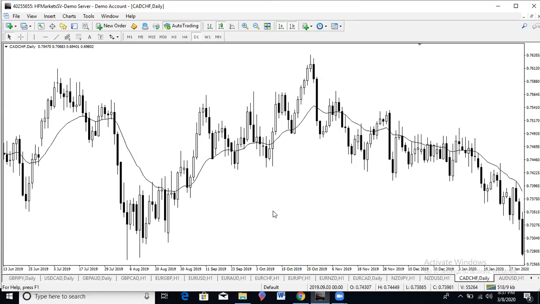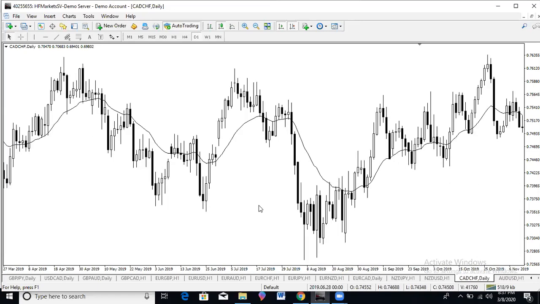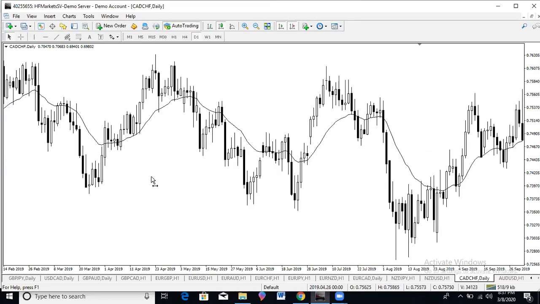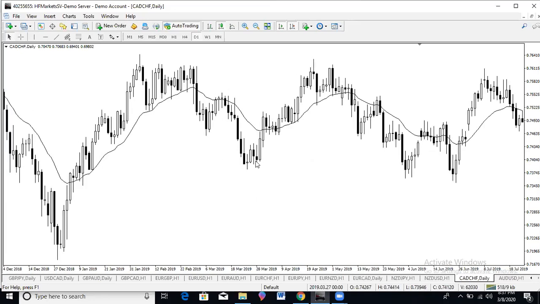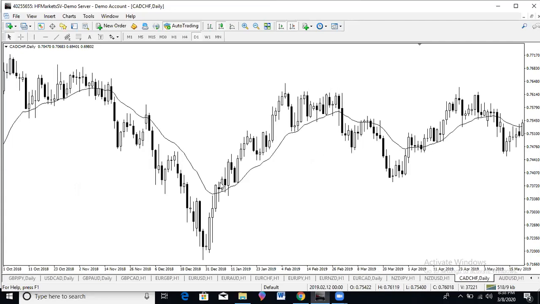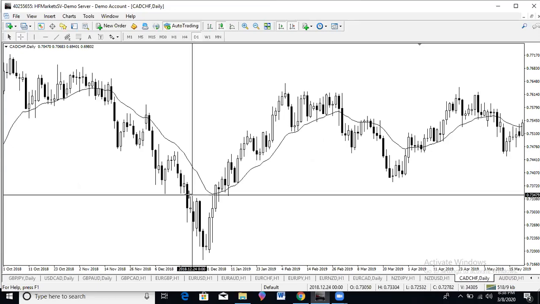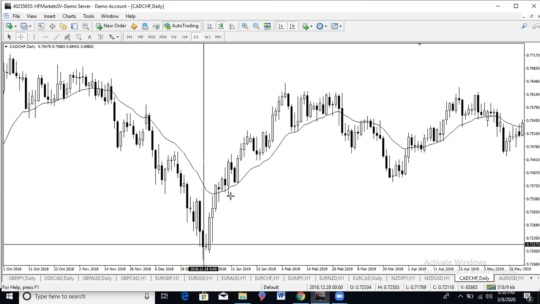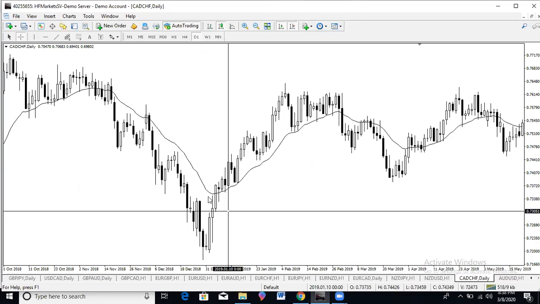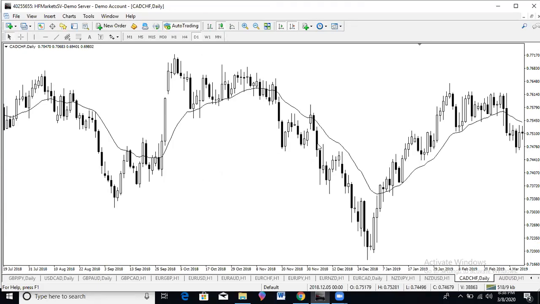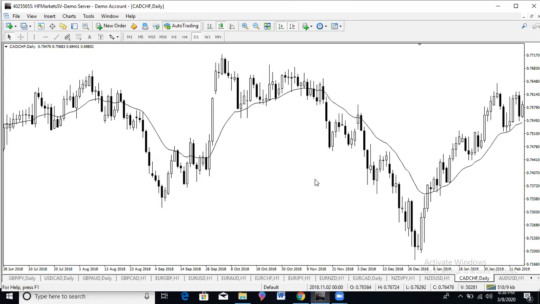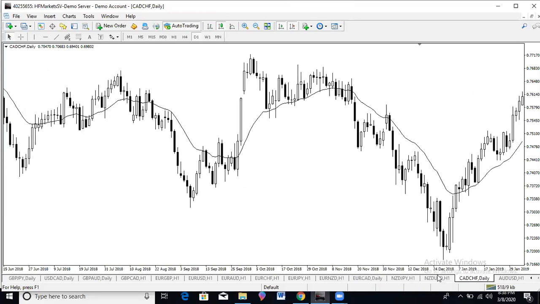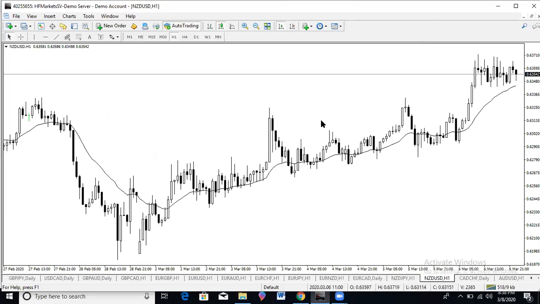So let's look for another one. Look at this. What is this? Double bottom, double top. This is an inverted head and shoulder. Look at it. Shoulder, head, shoulder, boom. So it depends on where you have trained your eyes to be able to identify this pattern. Let's go to another.